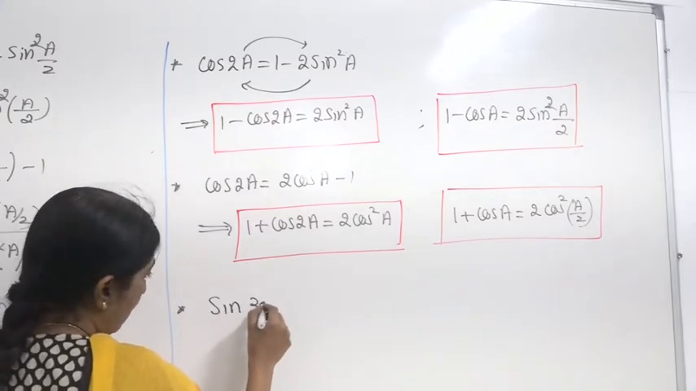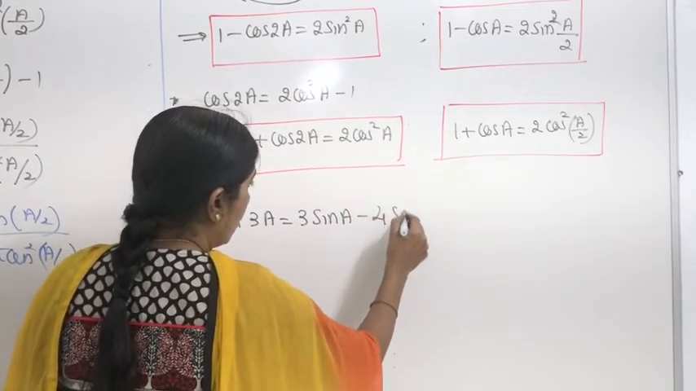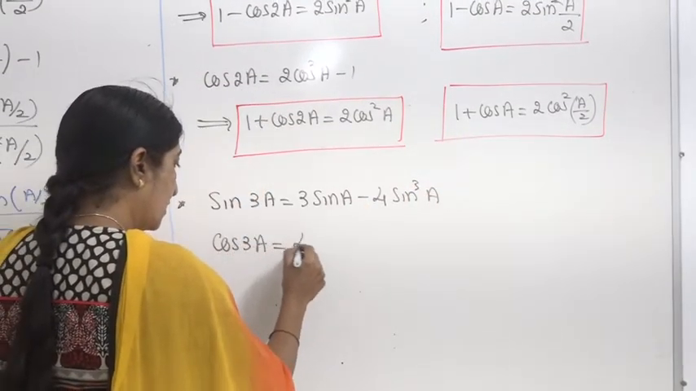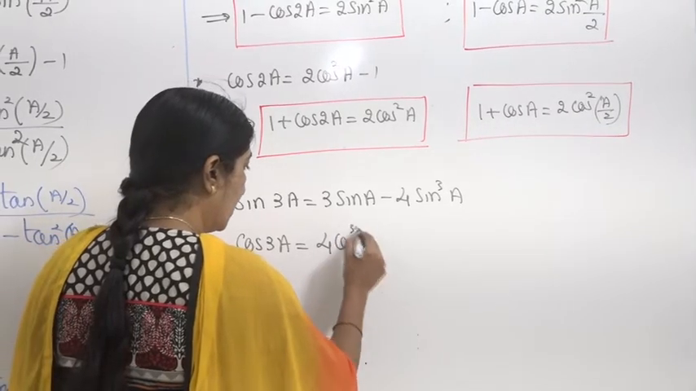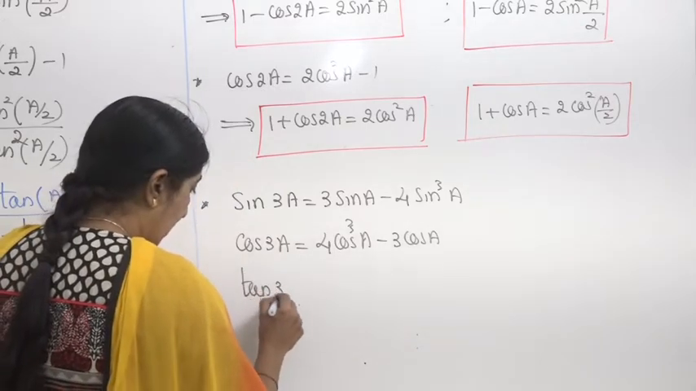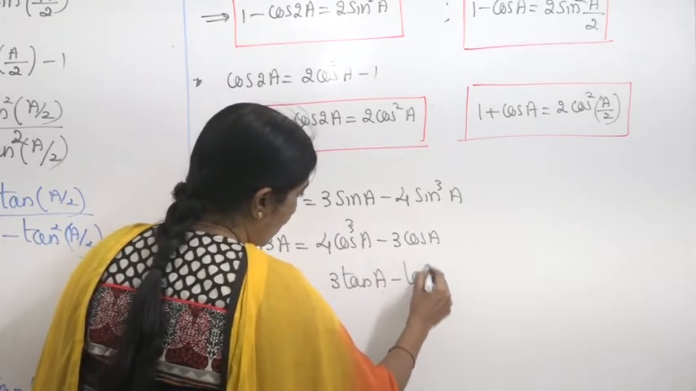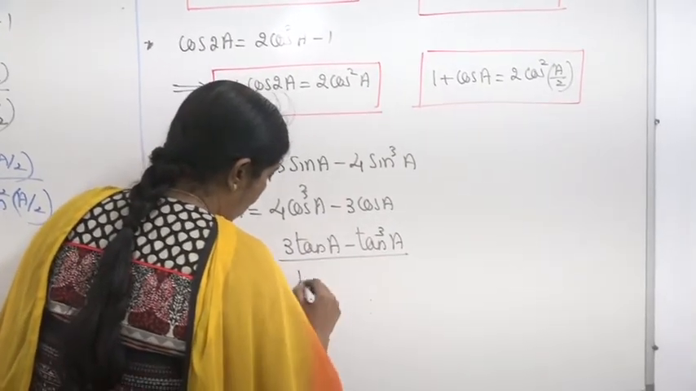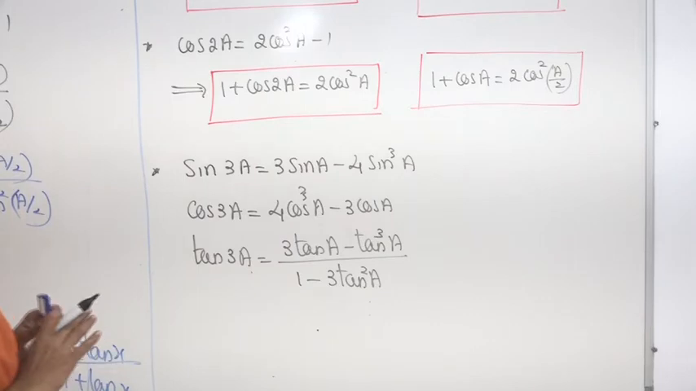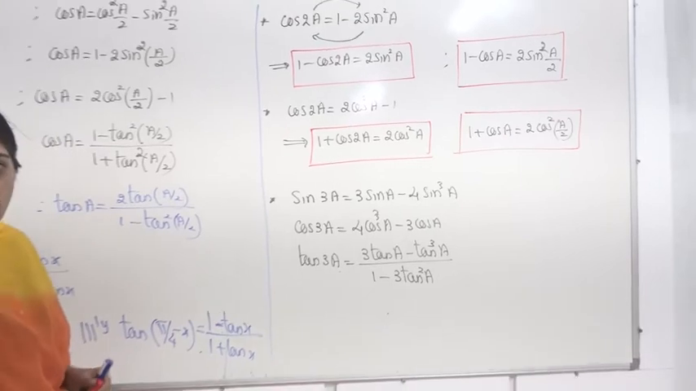sin 3a. It is 3 sin a minus 4 sin cube a. Next, cos 3a will be 4 cos cube a minus 3 cos a. Then tan 3a is 3 tan a minus tan cube a upon 1 minus 3 tan square a. So after this again 8 formulas come, the transformation formulas. Again now I am giving you those 8 transformation formulas.